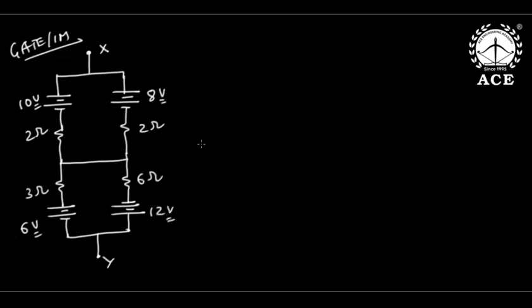If the network between XY can be simplified into a simple voltage source in series with resistance, what is the value of V and what is the value of R? It is a 1 mark question.